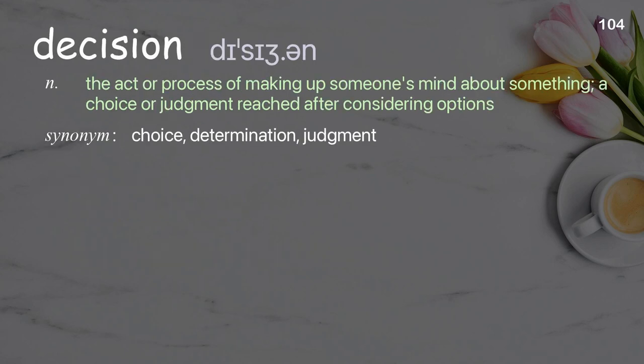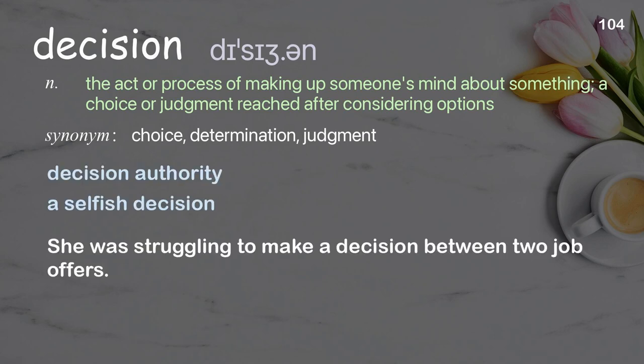Decision. The act or process of making up someone's mind about something; a choice or judgment reached after considering options. Examples: decision authority, a selfish decision. She was struggling to make a decision between two job offers.